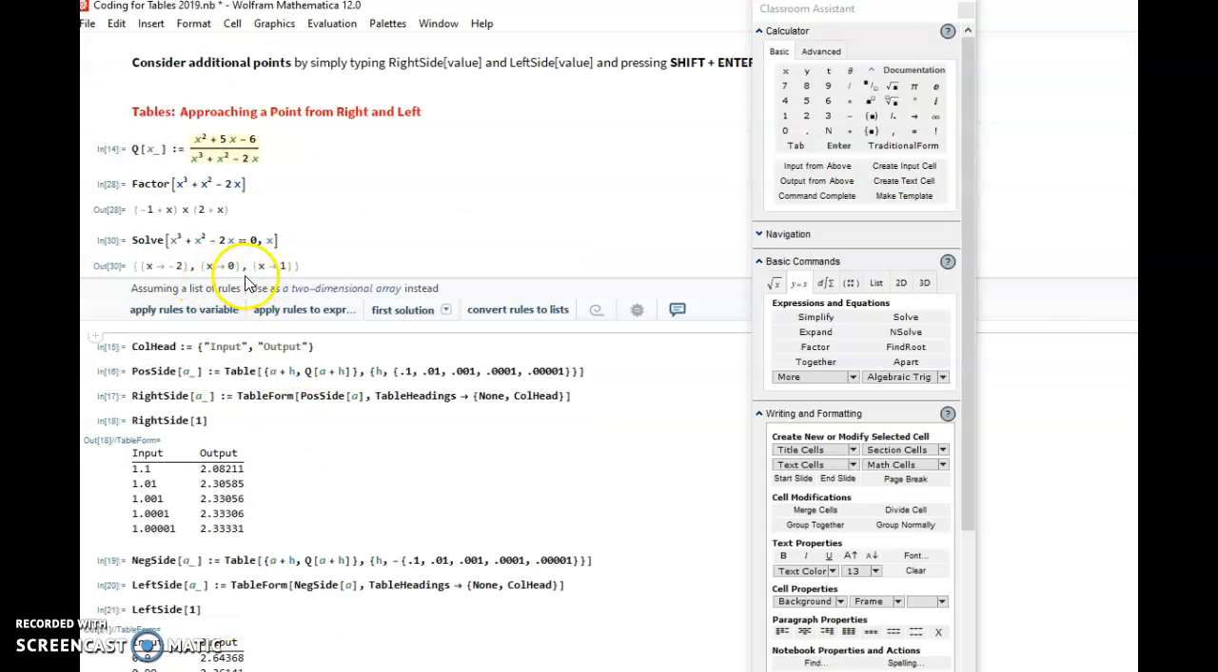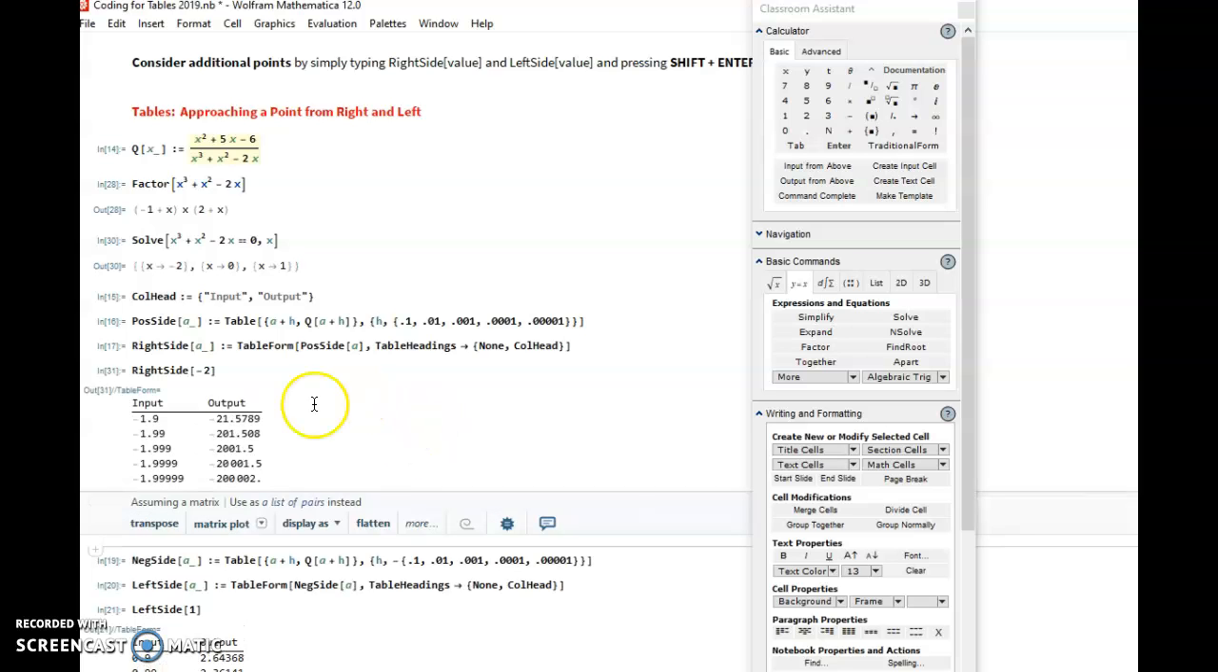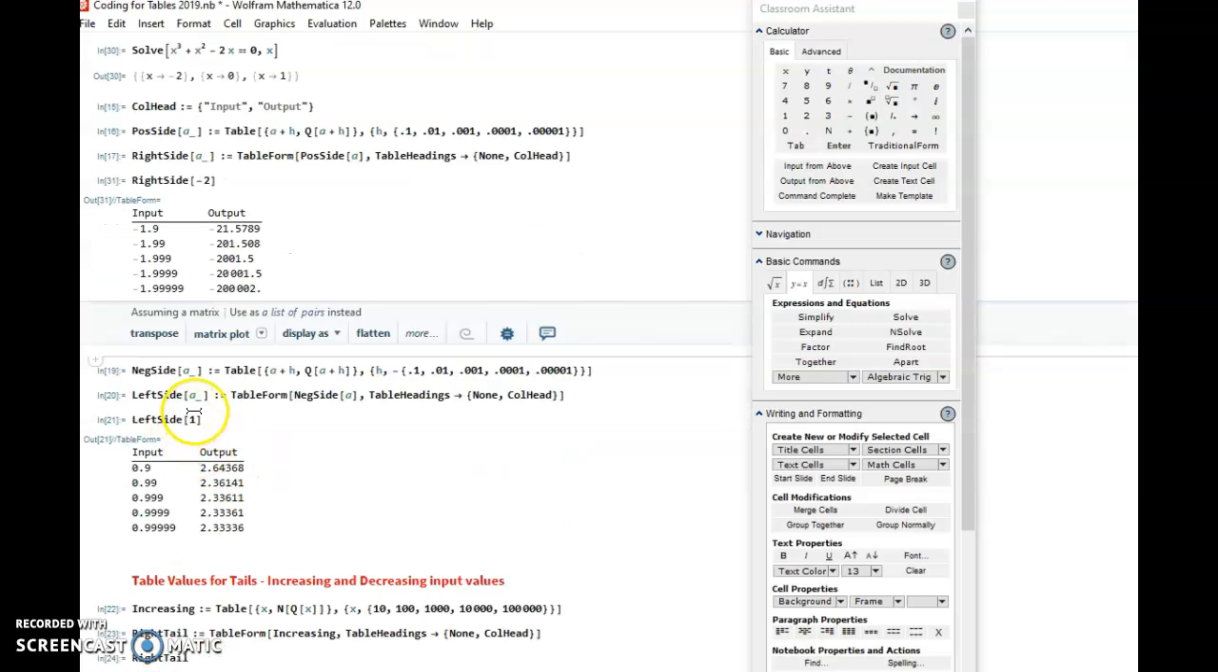Now, if we look at the other points of this function, instead of looking at the right side of 1, let's look at the right side at -2 and Shift Enter. Notice it will change the table. Now as x is approaching -2 from the right, the value of the function is getting really, really large in the negative direction.